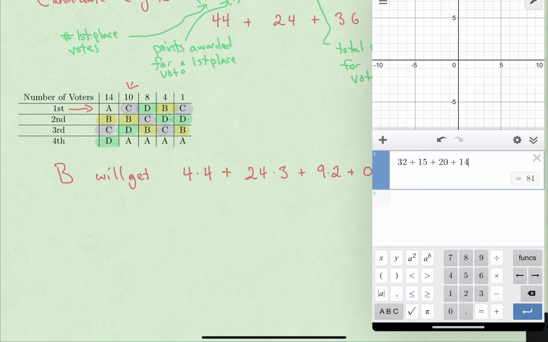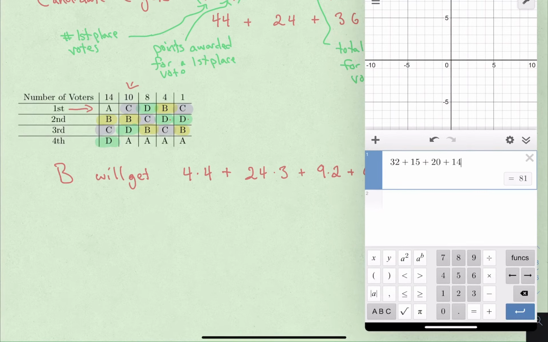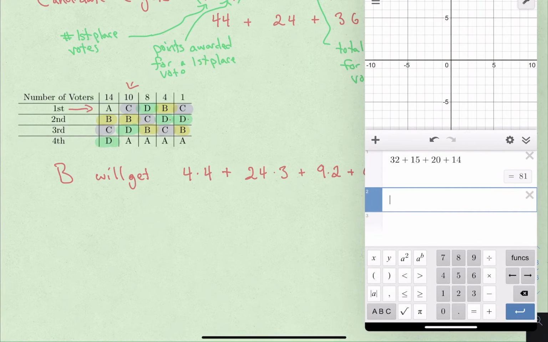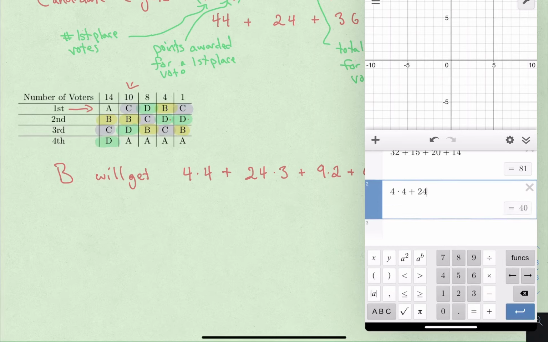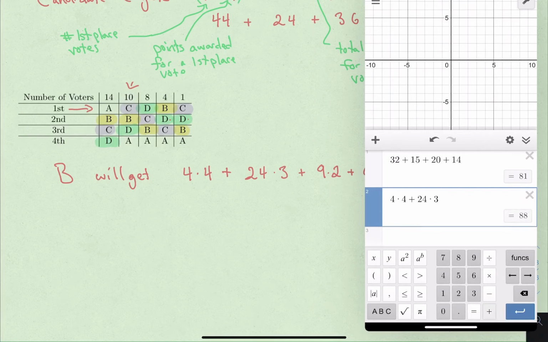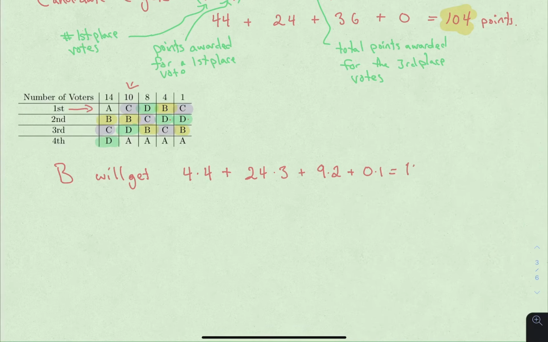And we can actually type this all into the calculator at once. We obscured that 0, but that won't matter. So we have 4 times 4 plus 24 times 3 plus 9 times 2. And we're really done here, but let's just type it in for clarity. 106 points total. So ahead of C.